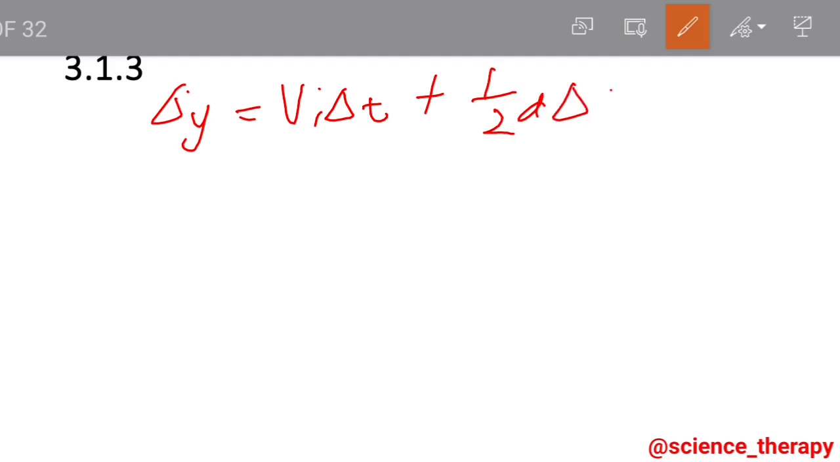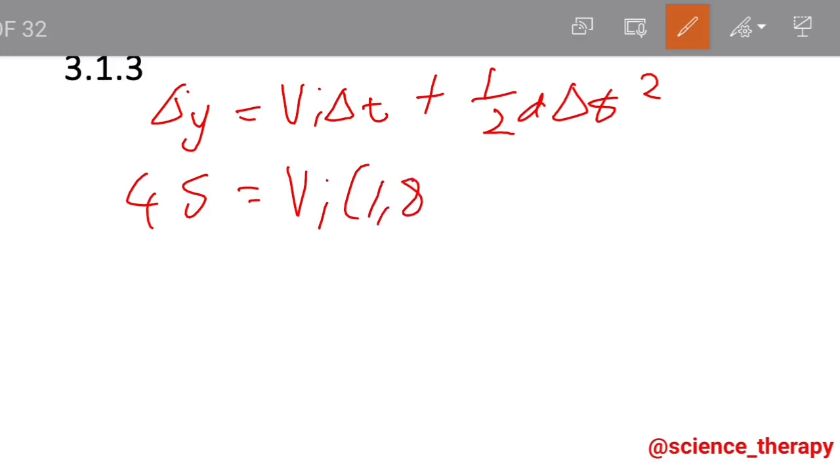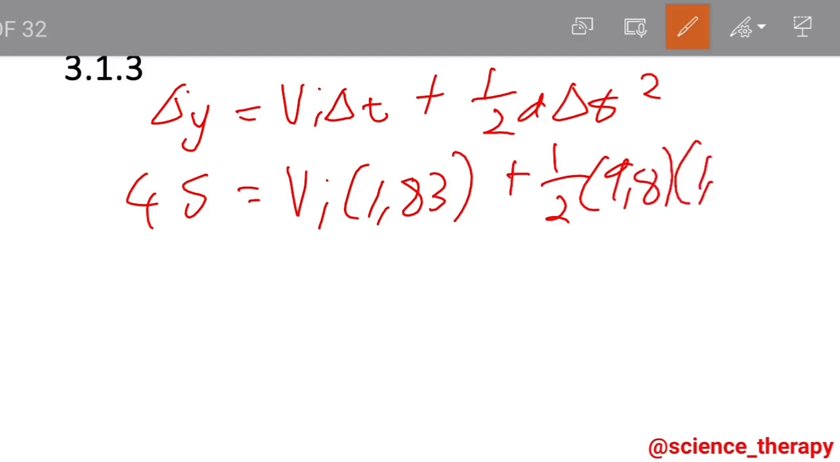Then this is your formula: change in Y is equals to VI change in T plus half acceleration change in T squared, right? Now, what is your change in Y? That's 45, right? And then what's your VI? We don't know that. We are looking for VI. And then what is our change in T? It's 1.83, right? Remember, we are looking at ball B, then half, and then our A is 9.8 positive. And again, here we have 1.83, and then square that. Now, that means we'll have 45 is equals to 1.83 VI.